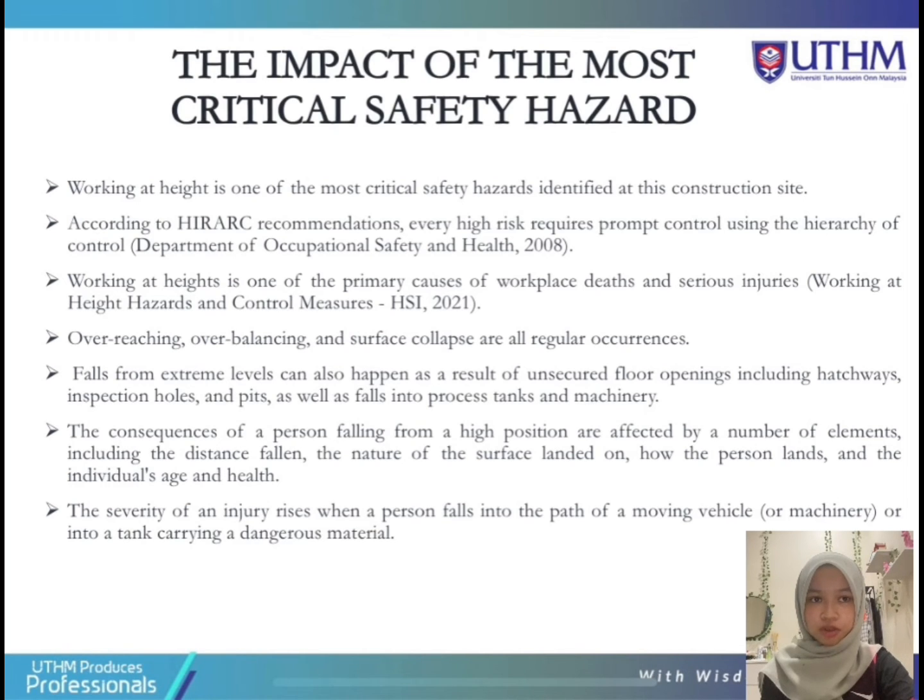First, working at height is one of the most critical safety hazards identified at this construction site. According to HIRARC, every height risk requires prompt control using the hierarchy of control. Working at height is one of the primary causes of workplace death and serious injury. Falls from extreme levels can also happen as a result of unsecured floor openings, including hatchways, inspection holes and pits, as well as falls into process tanks and machinery.